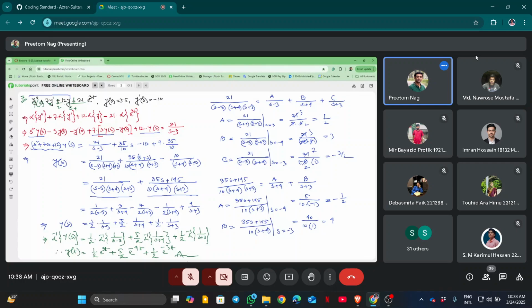That is our answer. Because of the second order differential equation and because of non-zero values of both initial conditions, the solution is getting lengthier, but these are completely algebra. Okay, any question here?